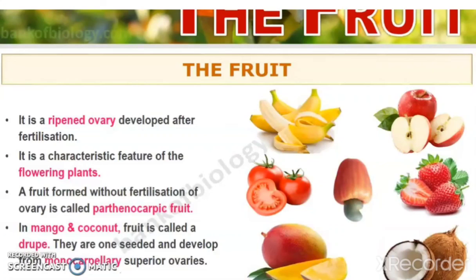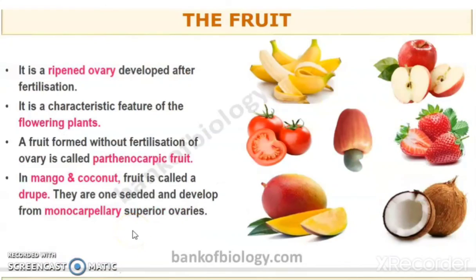Now coming to the general fruit, in fruits like mango and coconut, the fruit is called a drupe, right? So these drupes are one-seeded and develop from monocarpellary superior ovaries. So mango and coconut fruits are called drupes, and they are one-seeded and develop from monocarpellary superior ovaries. I hope you remember about the superior ovaries and monocarpellary, right? So it will have only one carpel in it.